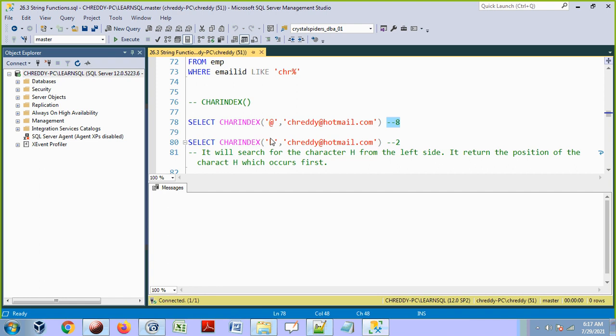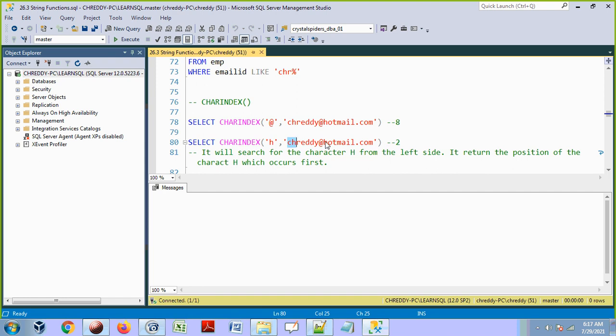Similarly, I want to see the position of the character H in chreddy@hotmail.com. What is the position of the character H? But here we have 2 H characters in this value, H came in twice. So which position will it return? First it will start looking for the character H from the left side. Now see here, the H is identified in the second position, so it will return the value 2.